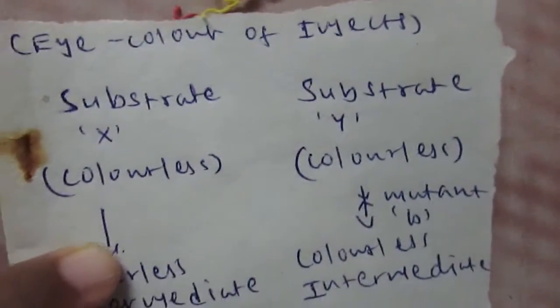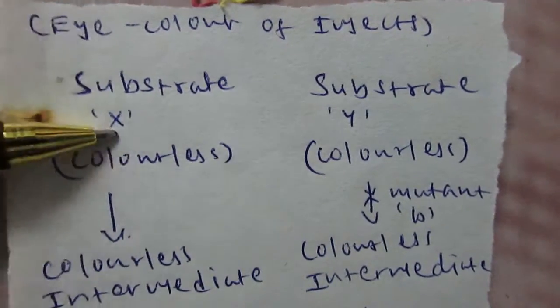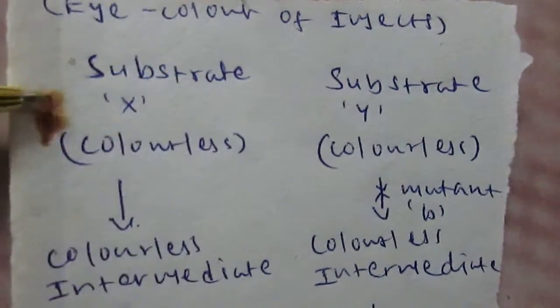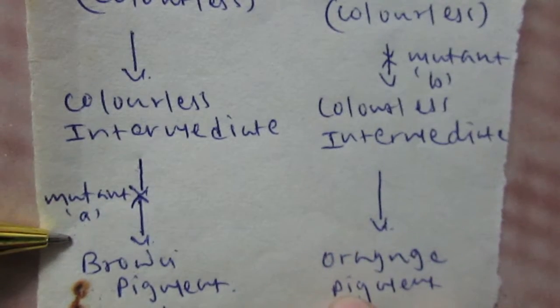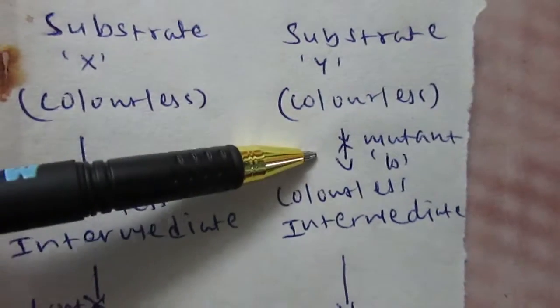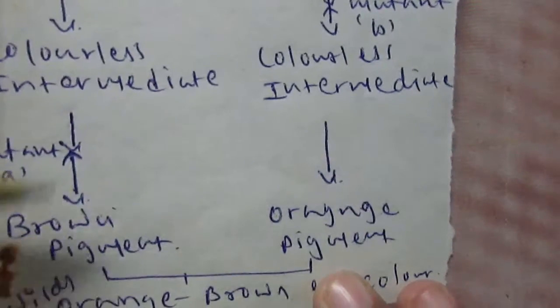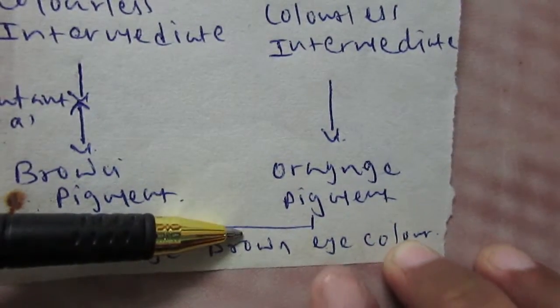Here the pathway is given, which is the eye color of insects. There are two separate substances, X and Y. At the initial state both are colorless. Substance X, in the presence of mutant a, the autosomal recessive mutant, gives a brown pigment, and substance Y in the presence of mutant b gives an orange pigment. A wild type phenotype will get a mixture of orange and brown eye color. So this is the tabular form.